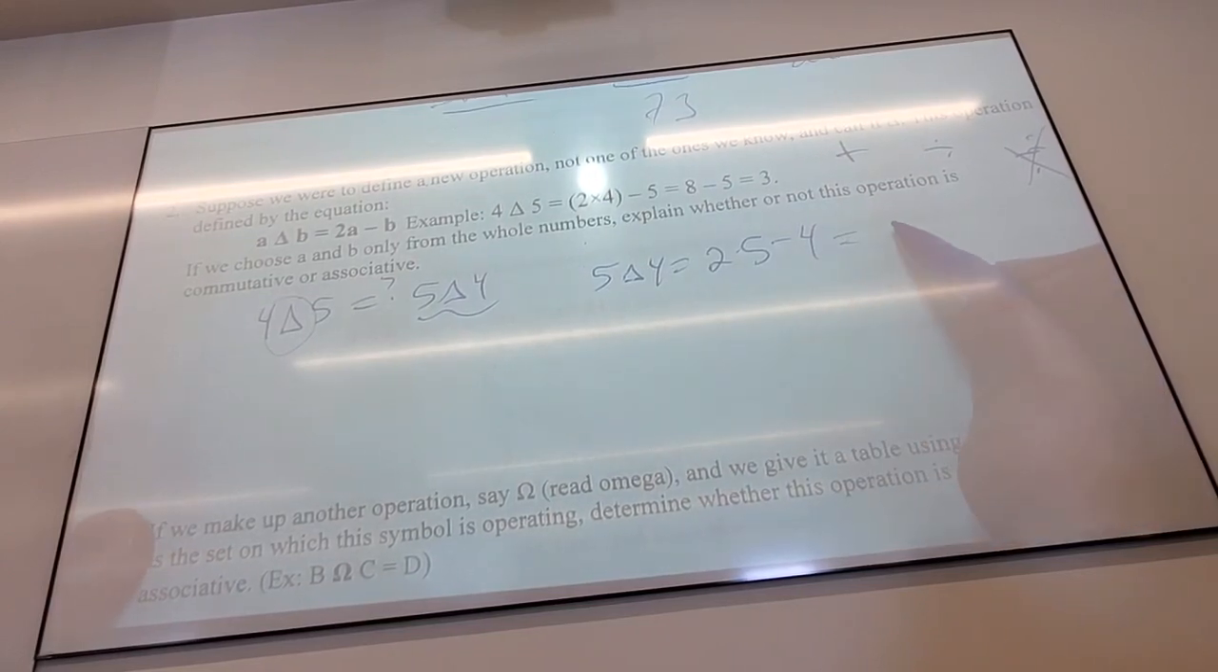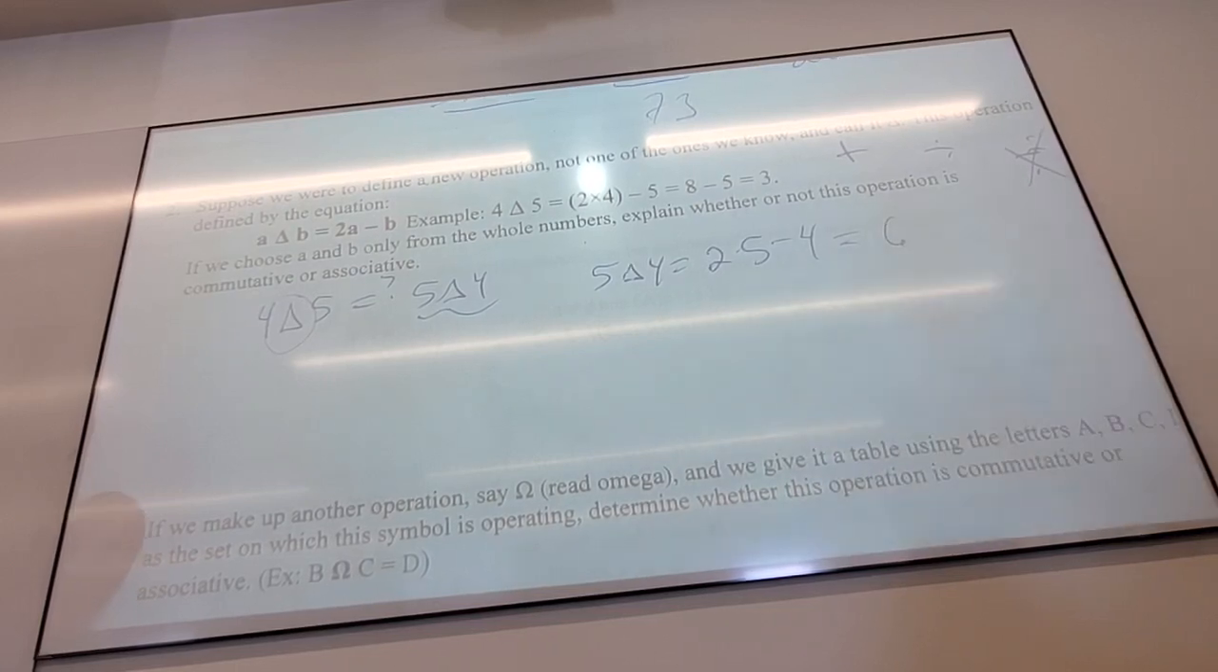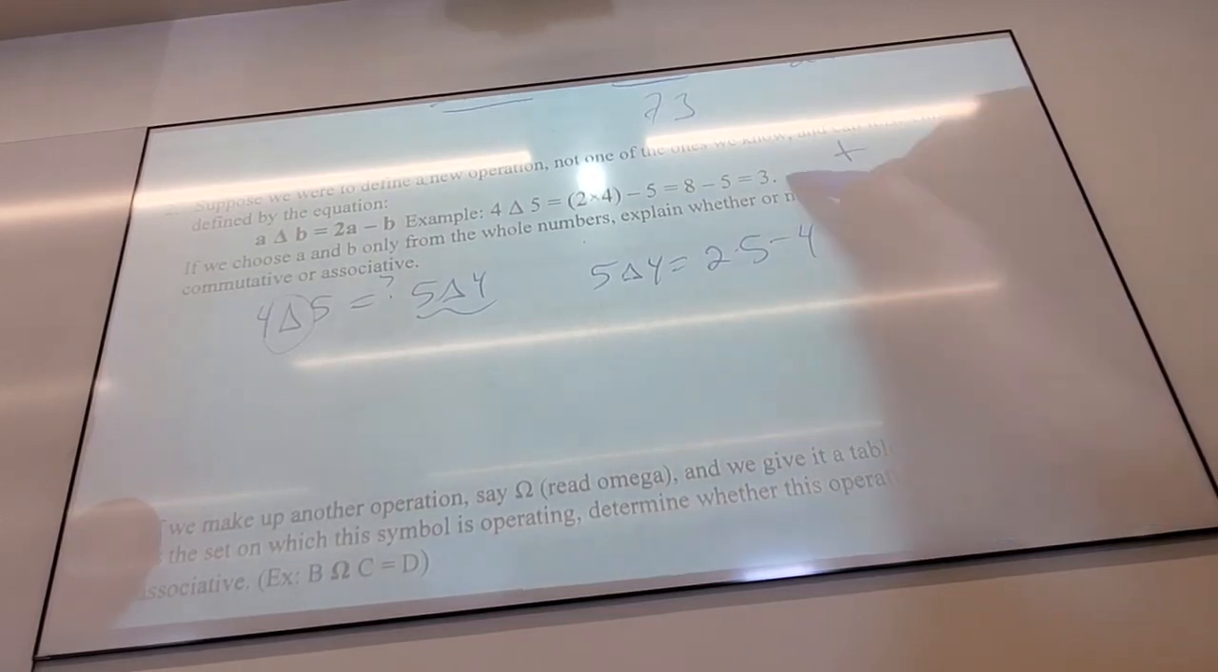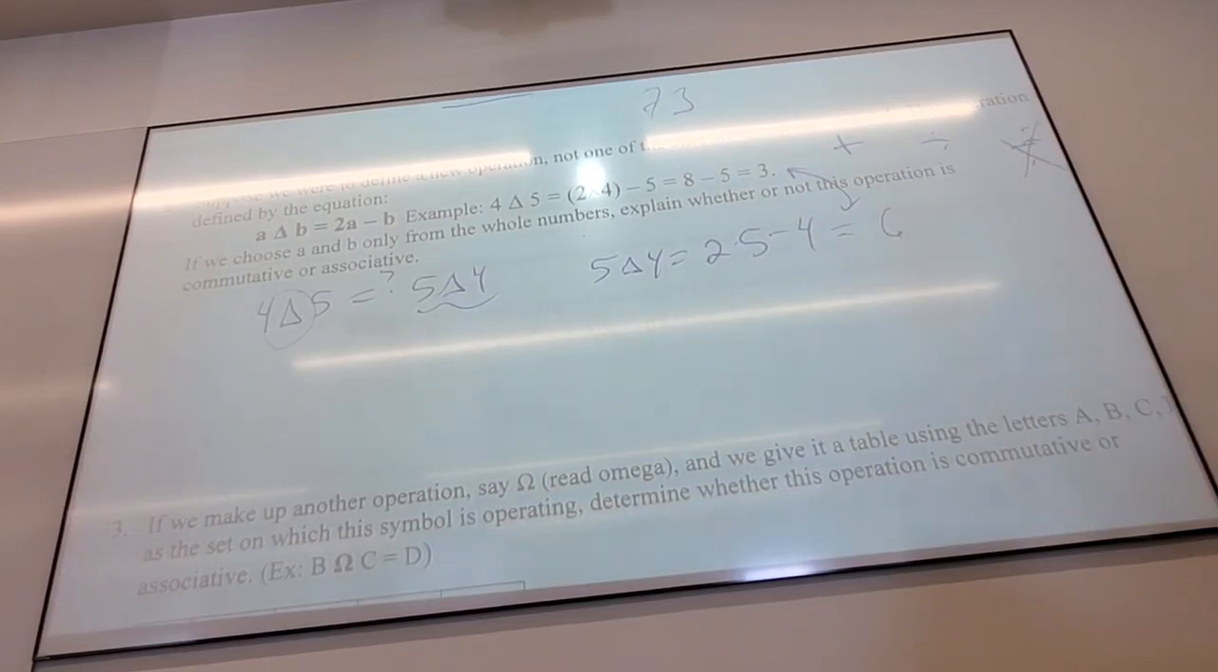And of course, what's this? 10 times 2 minus 4, that's 16. Okay. Is that the same thing I got up here? No. So it is not. What did we just check? We just proved that it is not.